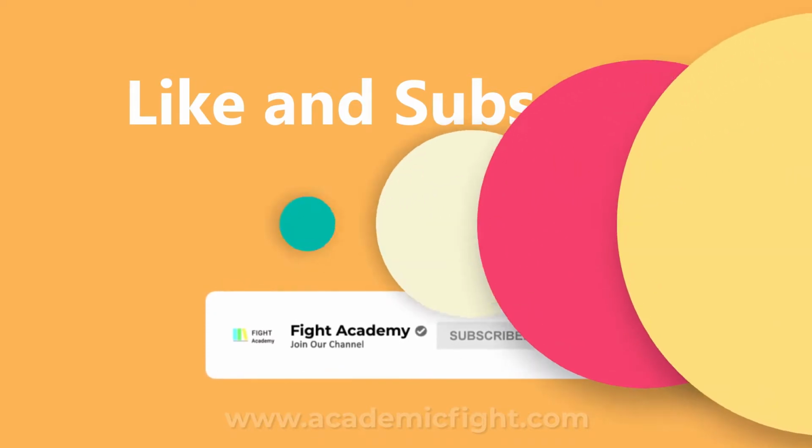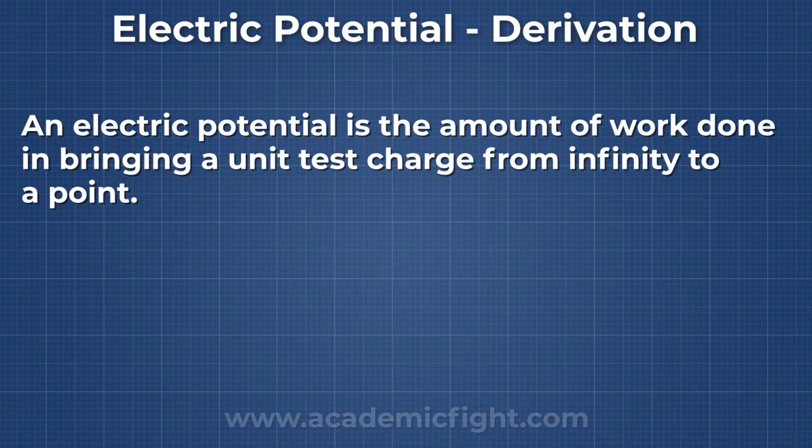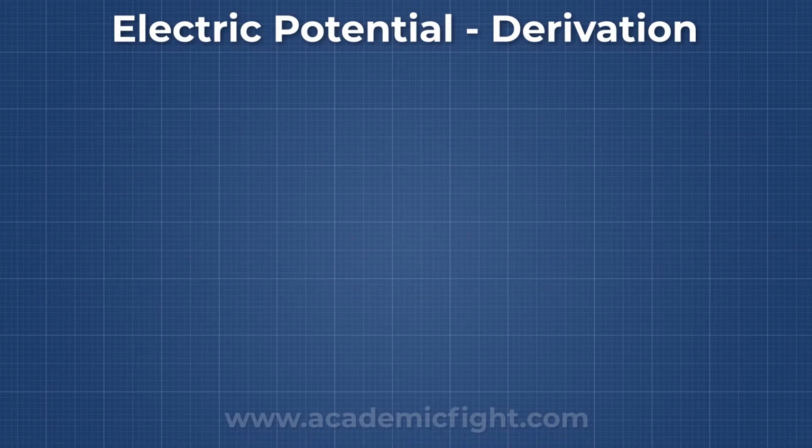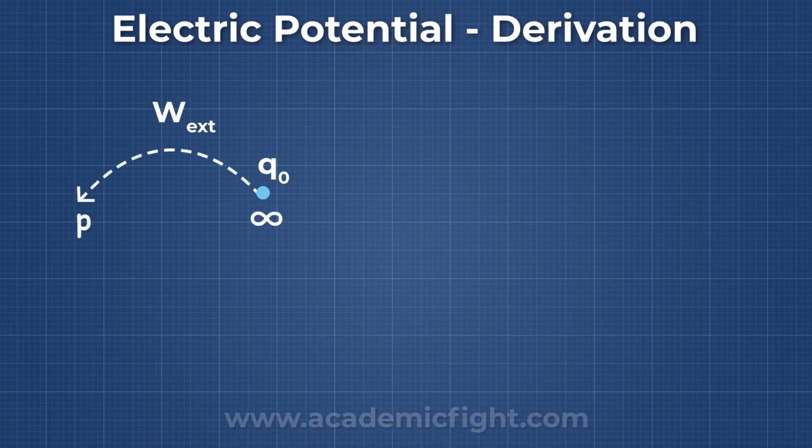Now, as we discussed in the earlier video, an electric potential is the amount of work done in bringing a unit test charge from infinity to a point. So we need to quantify this, so that we can calculate the electric potential of any point. Let's say W external is the work done in bringing a Q naught charge from infinity to a point P. Now the potential of a point P is equal to W external by Q naught.